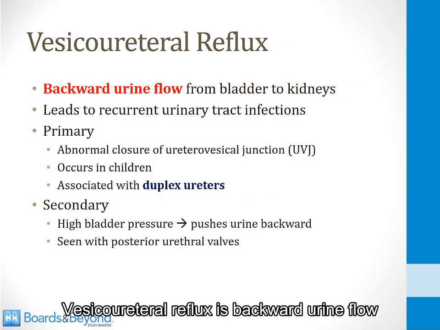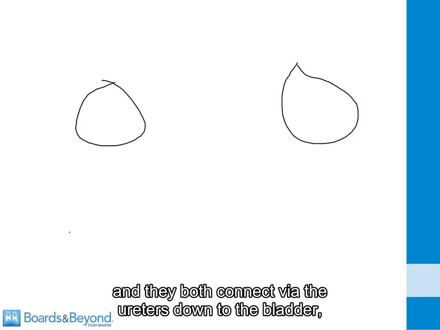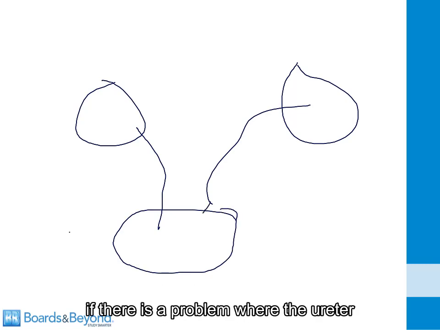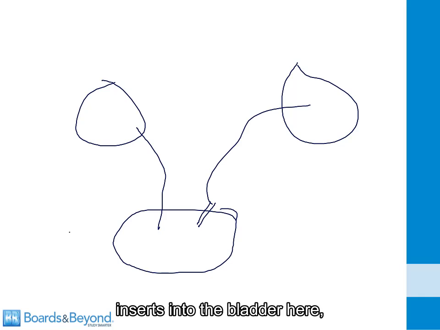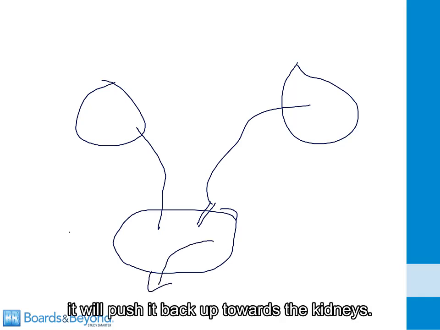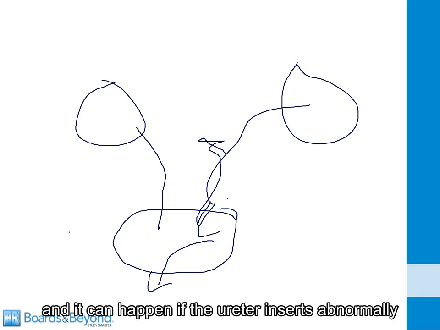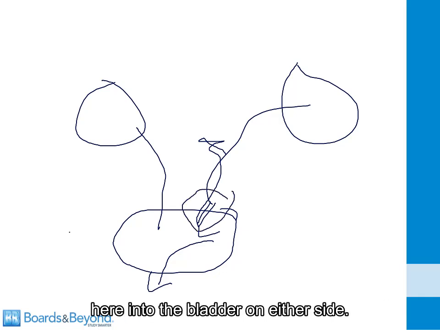Vesicoureteral reflux is backward urine flow from the bladder to the kidneys. So if we have a right kidney and we have a left kidney and they both connect via the ureters down to the bladder, if there is a problem where the ureter inserts into the bladder here, then anytime the bladder contracts, instead of pushing urine out of the bladder, it will push it back up towards the kidneys. That's called vesicoureteral reflux, and it can happen if the ureter inserts abnormally here into the bladder on either side.